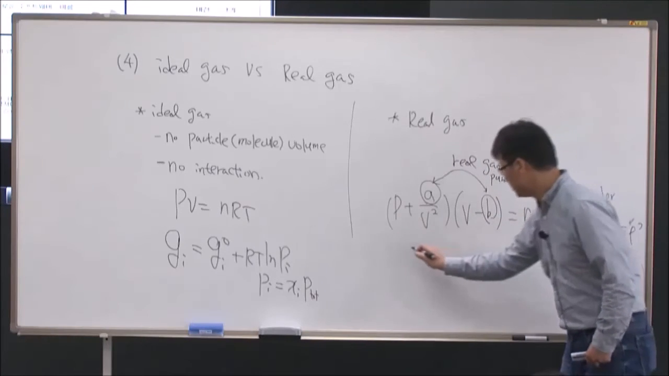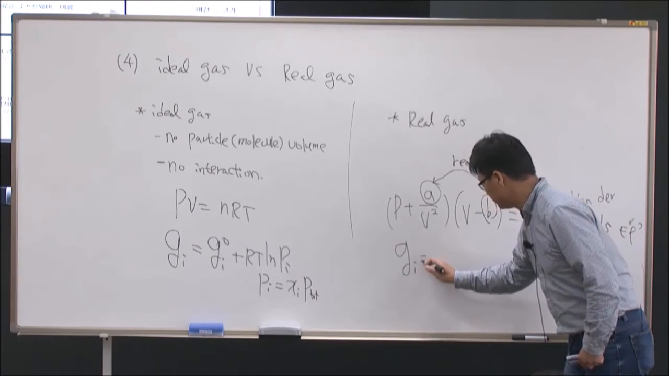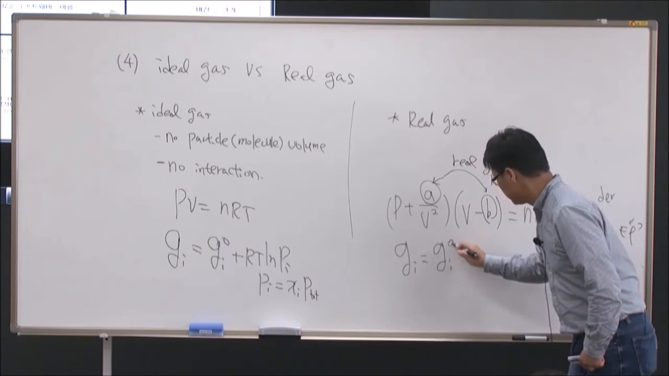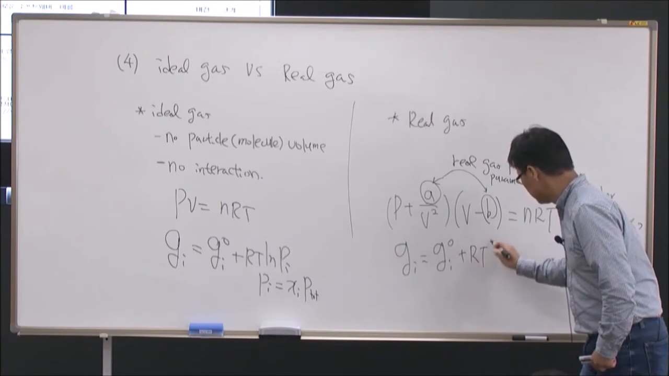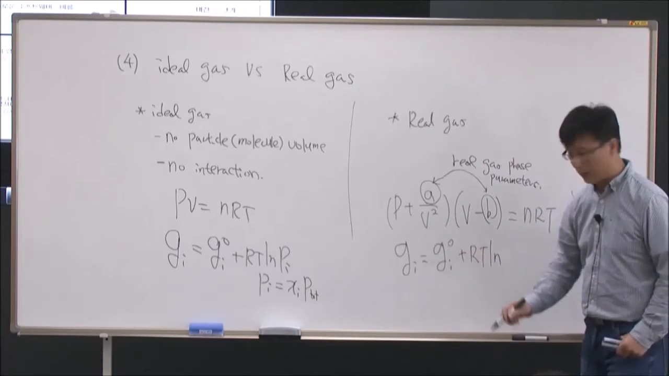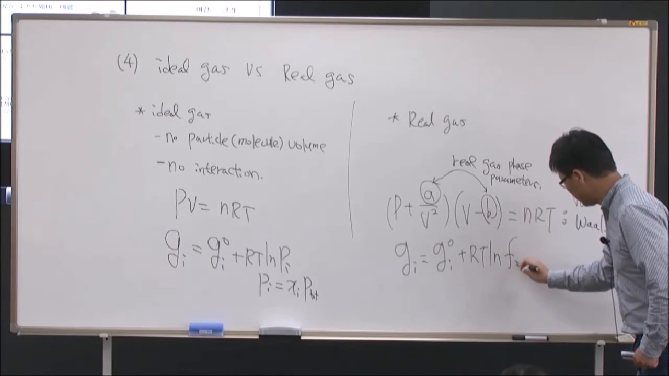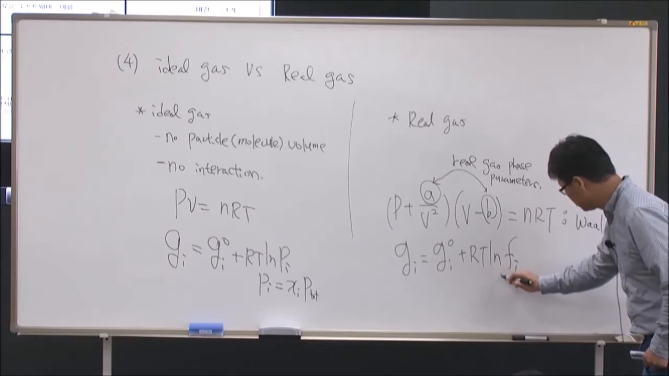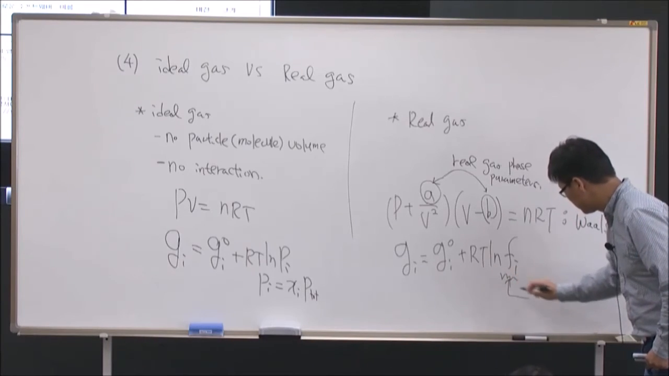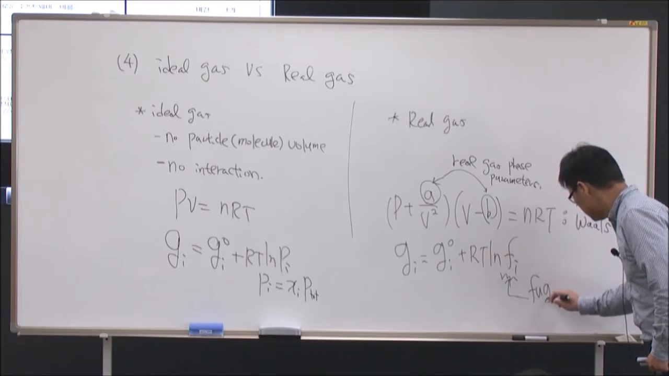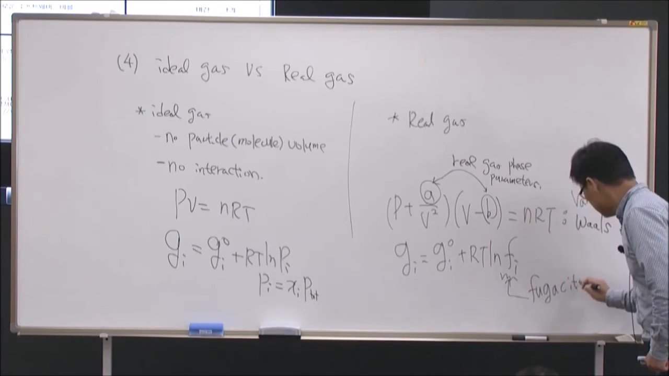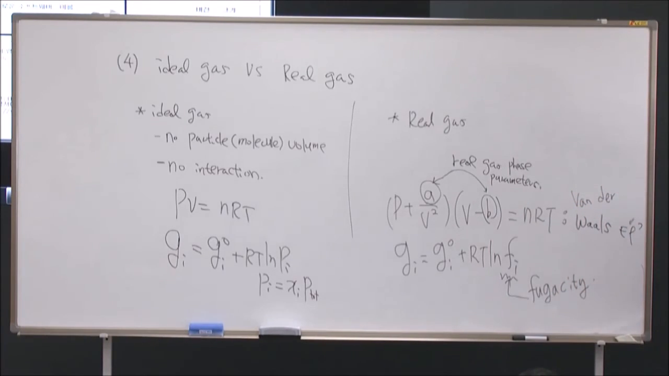And now in this one, we are actually deriving it in this way. Gi, okay, instead of the Pi, we're actually using the so-called Fi. And F is fugacity. Is it C-I-T-Y? S-I-T-Y? Fugacity. Is it correct? Yeah, fugacity.